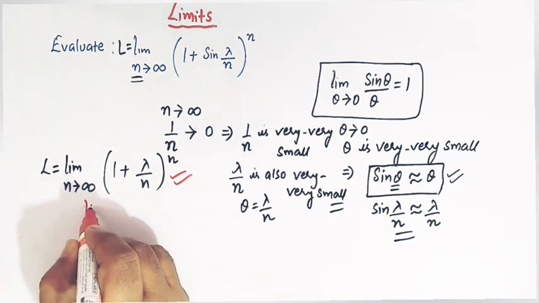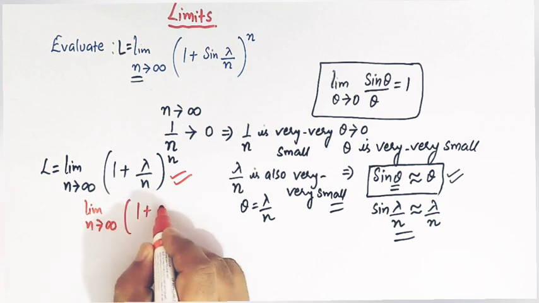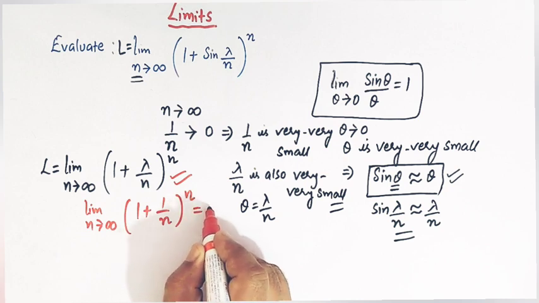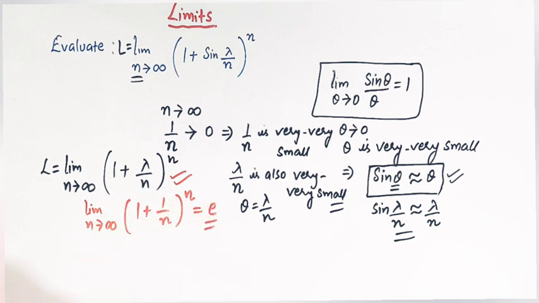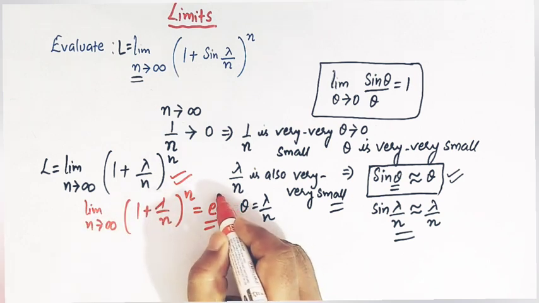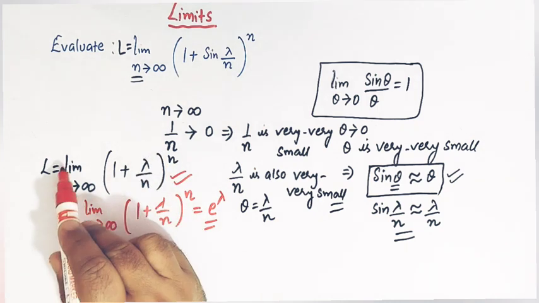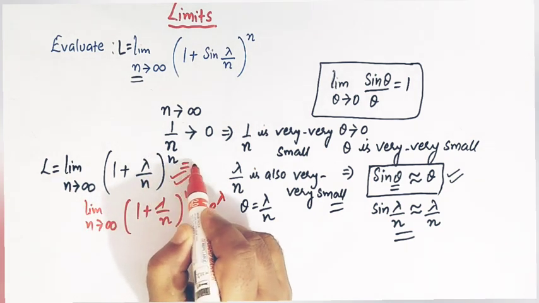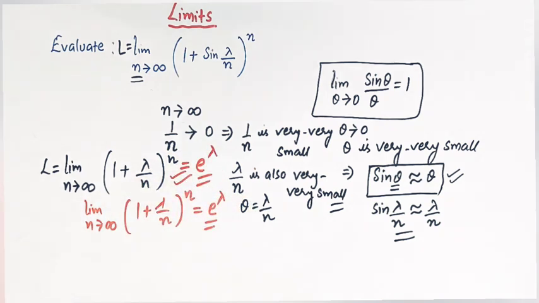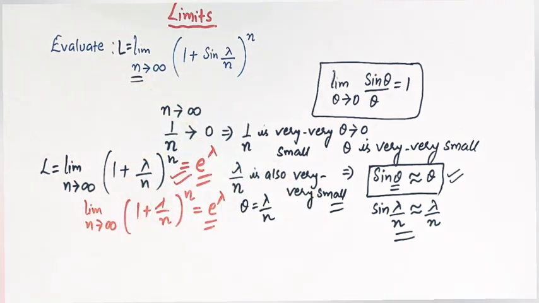And we know that the limit as n tends to infinity of (1 plus 1 over n) raised to n is given by the exponential number e. And when we write lambda here, then we get e raised to lambda. So the value of this limit is equal to e raised to lambda. So viewers, this is how we can find out the value of this limit.